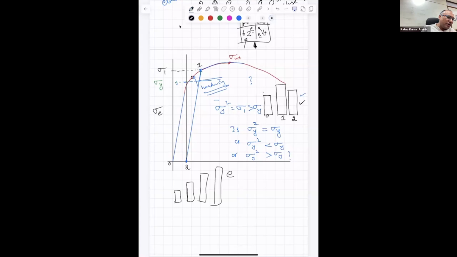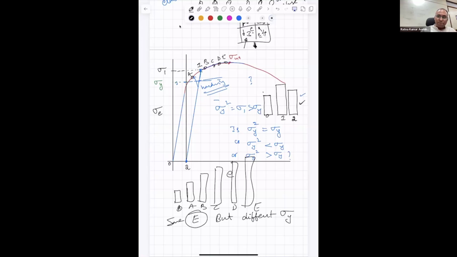let us say different points you are taking the specimens. So let us say 0, A, B, C, D, E. All of them will have the same elastic modulus, same E, but different sigma y. That means the material during plastic deformation, what you are doing is you are creating new material at each and every strain.